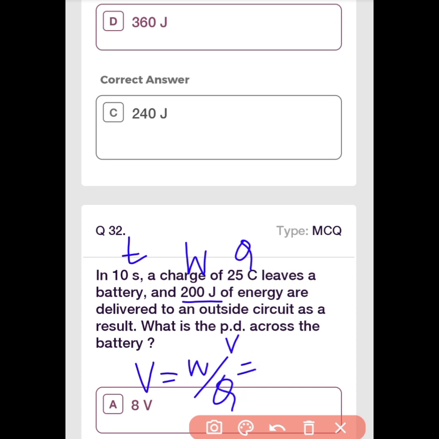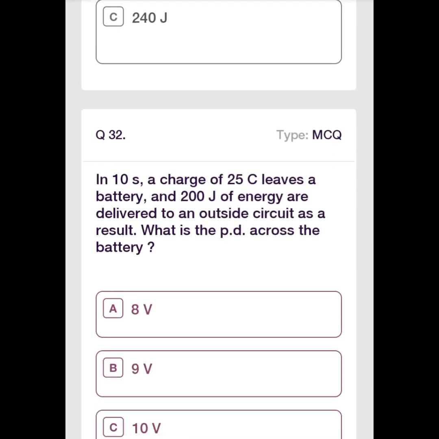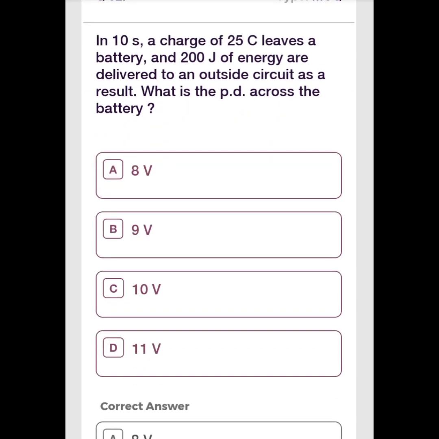So to confuse you, they have given the time. Time is not required actually. So work done is 200 divided by 25. So cancel it. You will be getting 8 volt. Option A is 8 volt, option B is 9 volt, option C is 10 volt, and option D is 11 volt. The correct answer is option A.